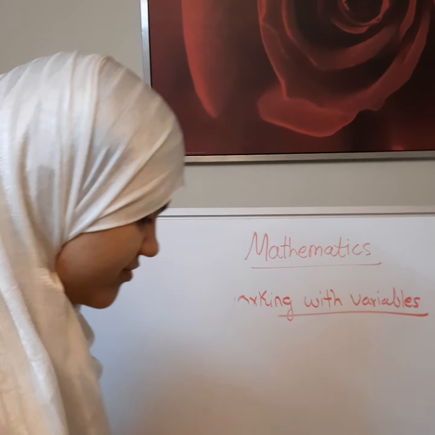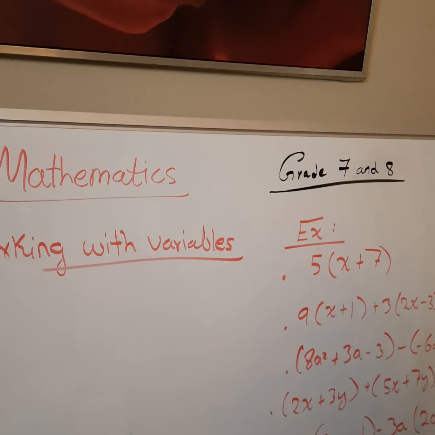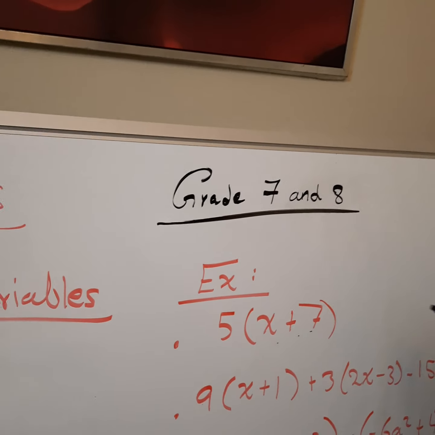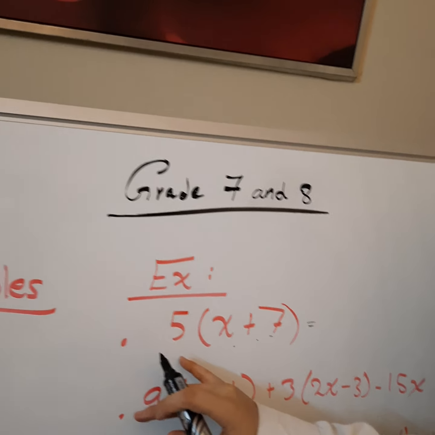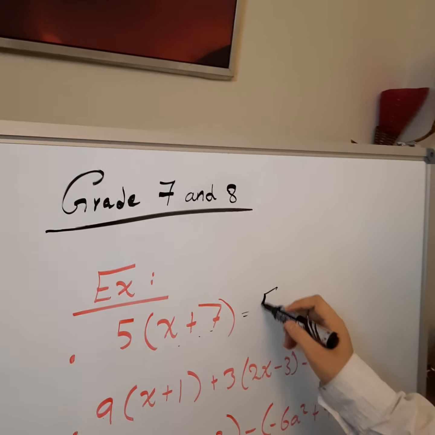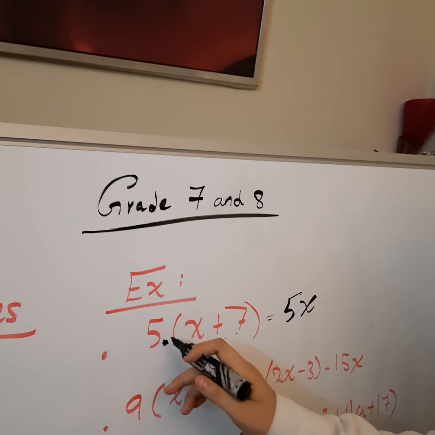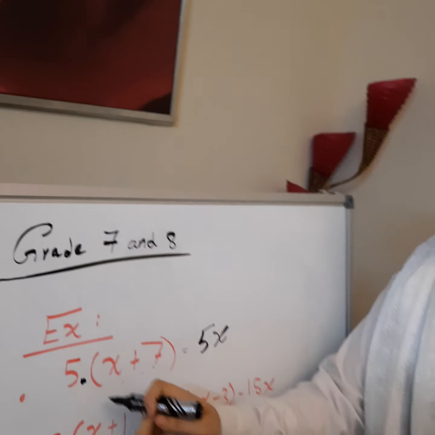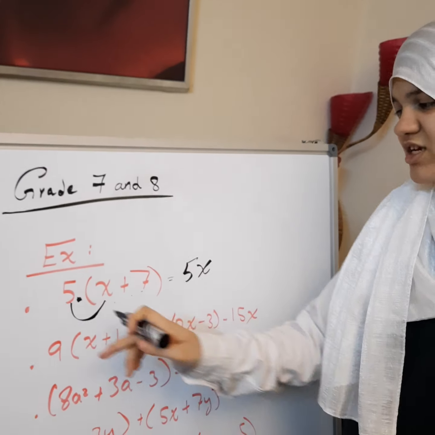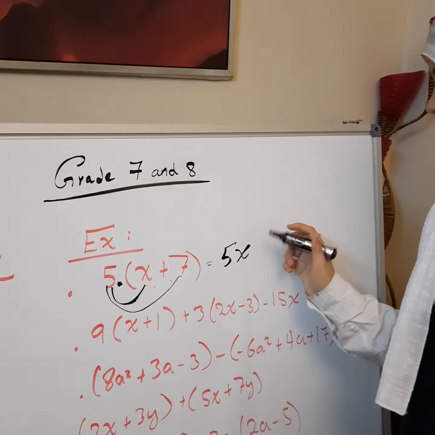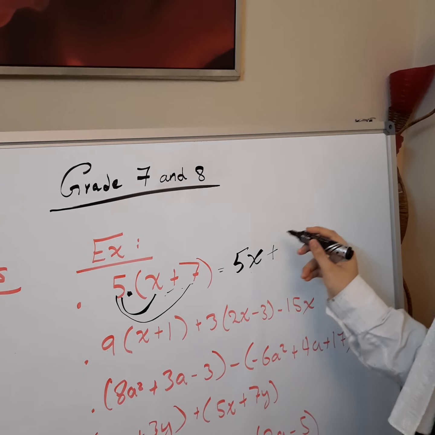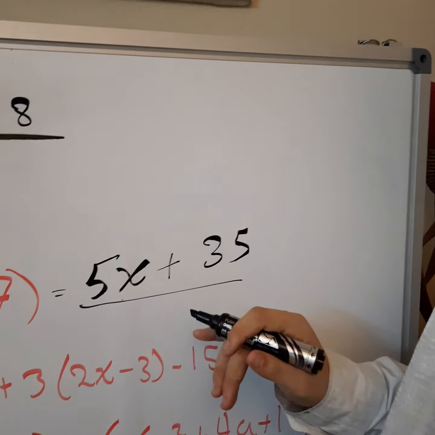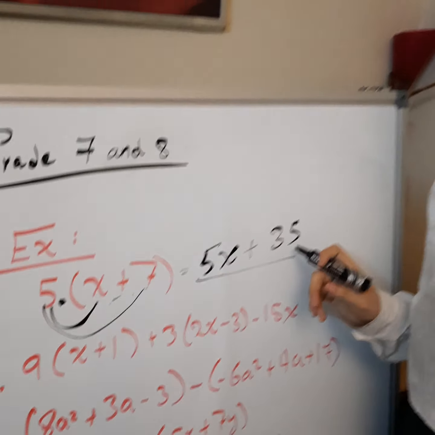First thing, it will be 5 bracket x plus 7. Now how to solve it? 5x, it will be 5x, because here without anything, without positive, without negative, that means it will be times. Okay, now 5 times x, 5x. 5 times 7, it will be 35, plus, here we have plus 35. That is the answer. Okay, 5x plus 35.